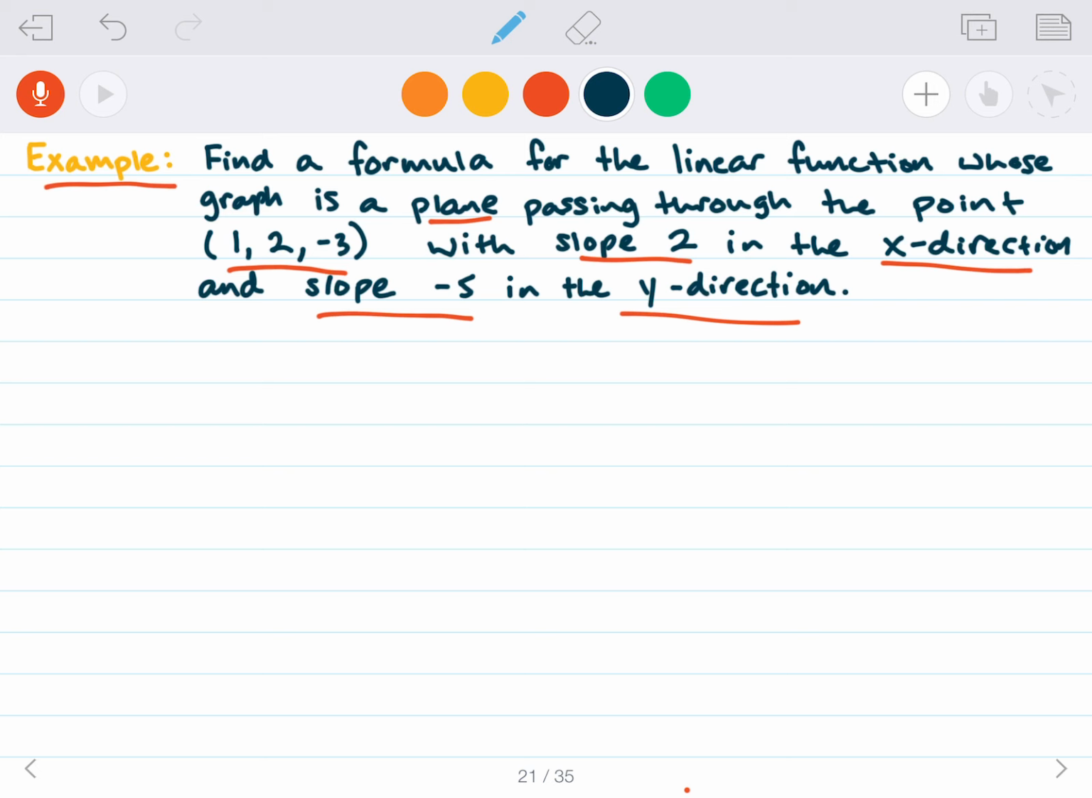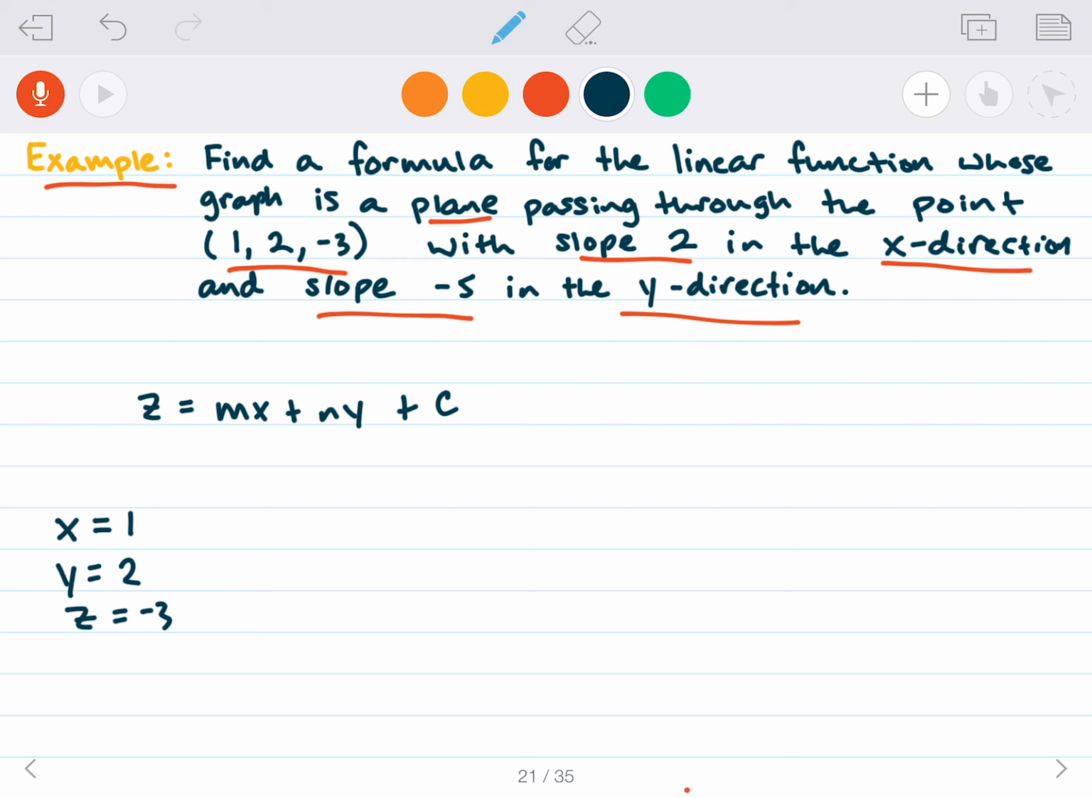So our basic form is going to be z equals mx plus ny plus c. And based on what we're given, a point that the plane passes through, I know for sure that we have an x value of 1, a y value of 2, and a z value of negative 3.